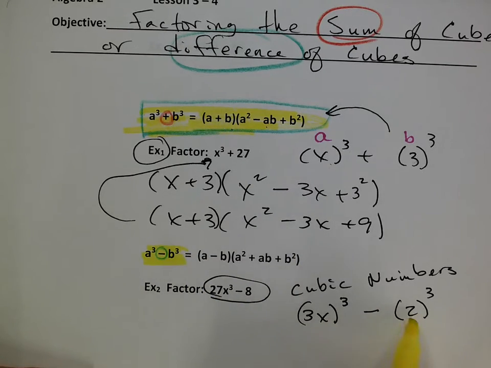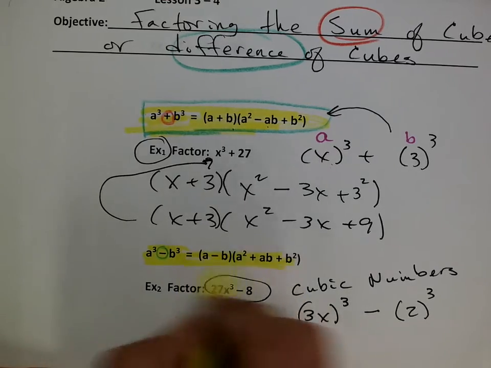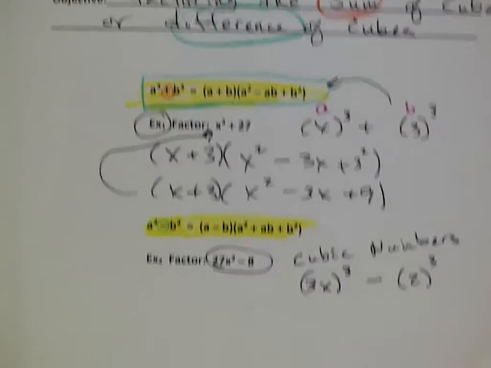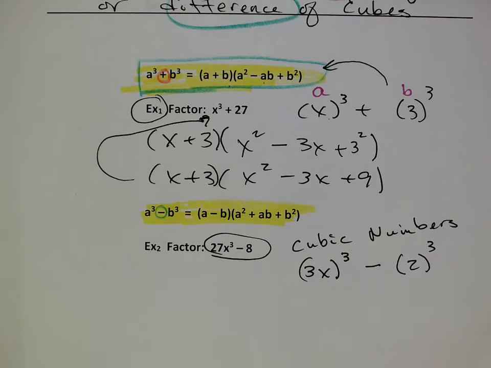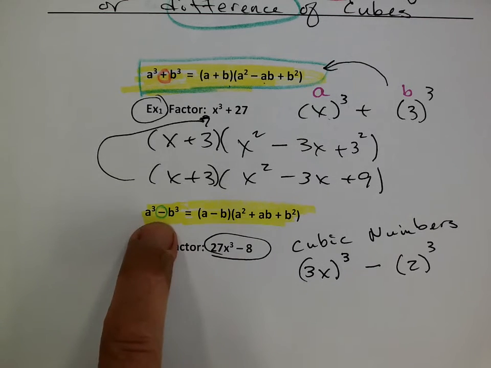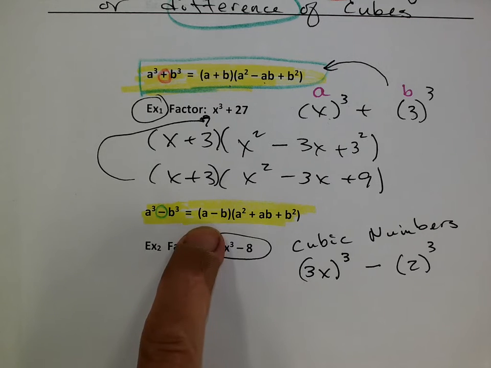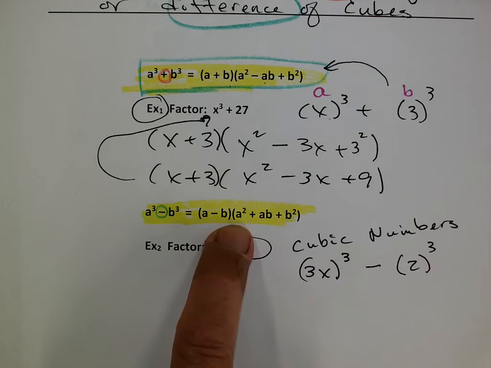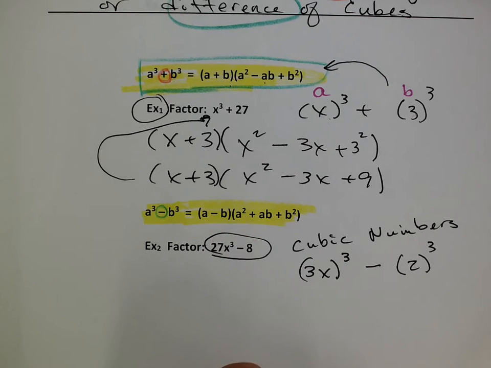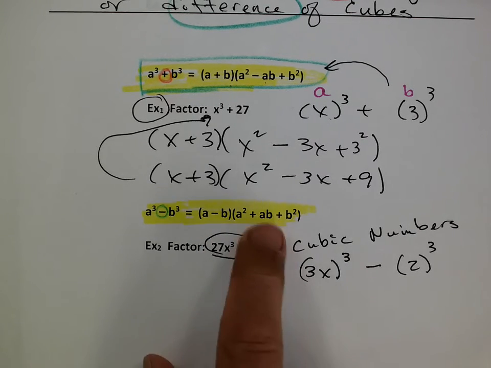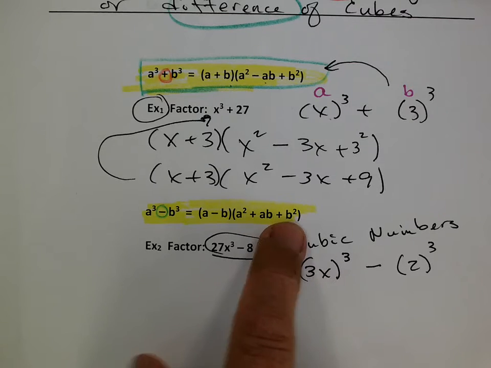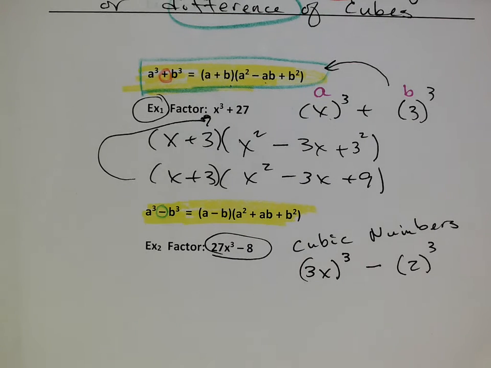A cubed minus a number cubed is equal to, and write this formula down in your notes, you need this formula: a cubed subtract b cubed is equal to (a minus b) times (a squared plus ab plus b squared). Okay, so we're going to use this formula.